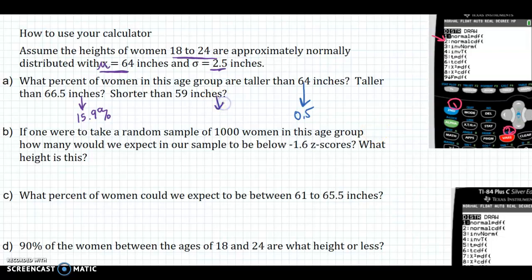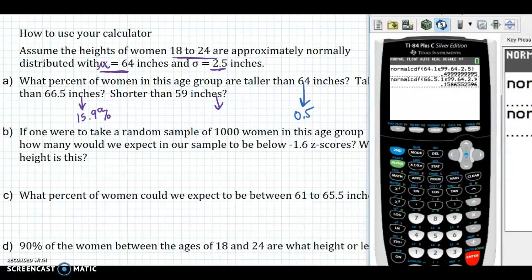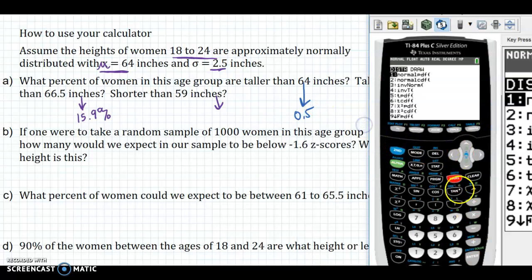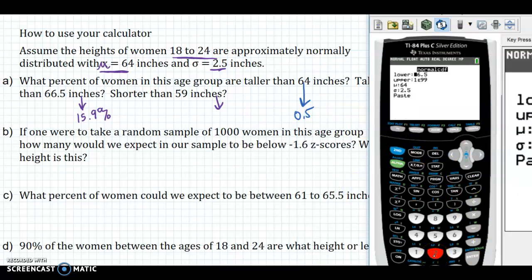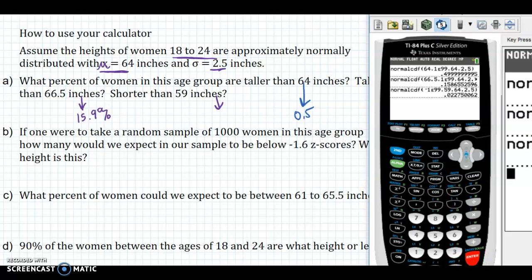And then shorter than 59 inches. This one's a little different. Go back to your menu, option 2. This time, shorter, so I want negative infinity. So -1, E, 99. Again, that's just the biggest number we can punch in. And then we are maxing out at 59 inches. Those other two things stay the same. And so you're looking at 0.0228, about 0.02275.